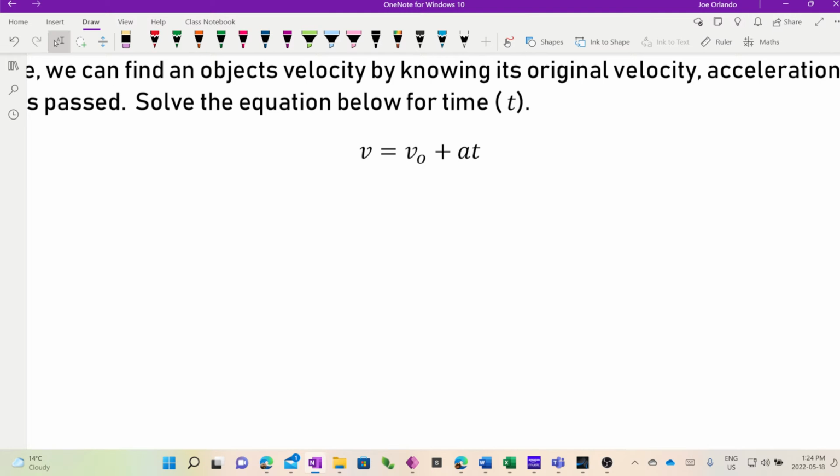But listen, when you look at this equation, we want t by itself, right? There are two things that are affecting t. It is being multiplied by a, and it is also having VO added to it. Both of those things are happening. Which one do we have to undo first?